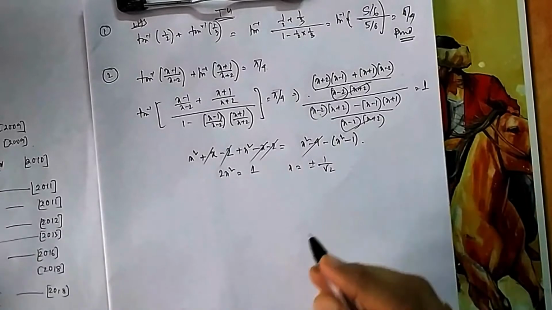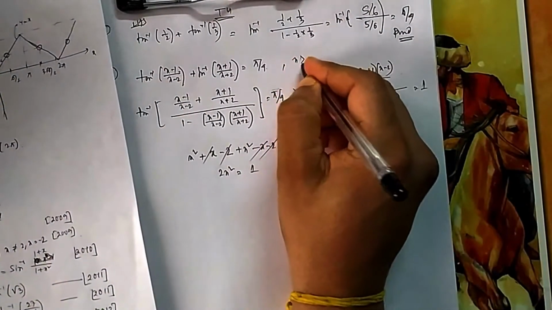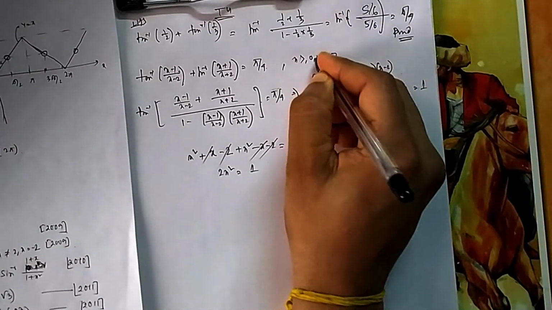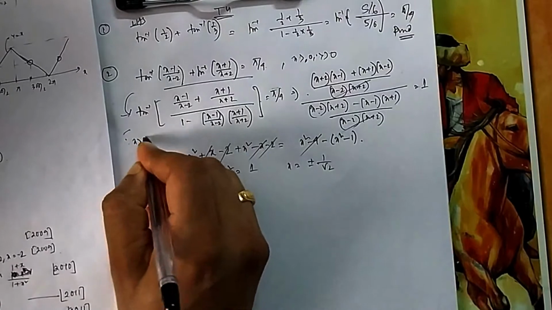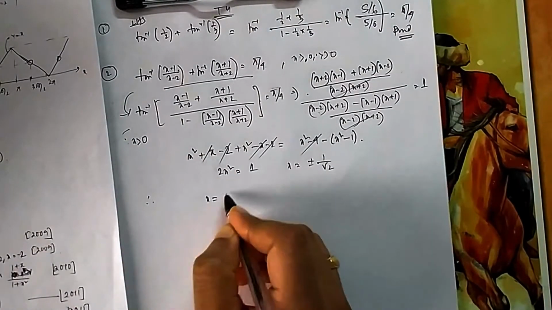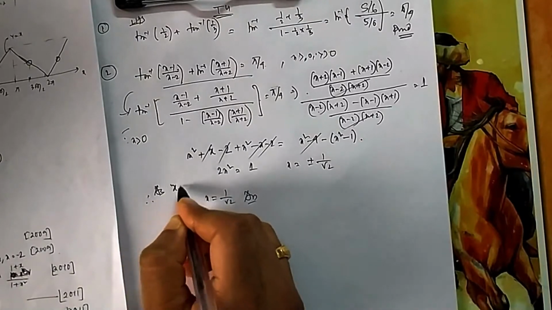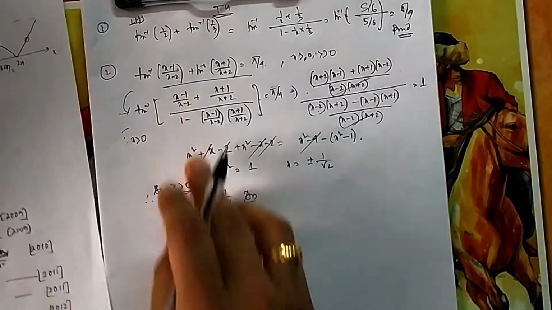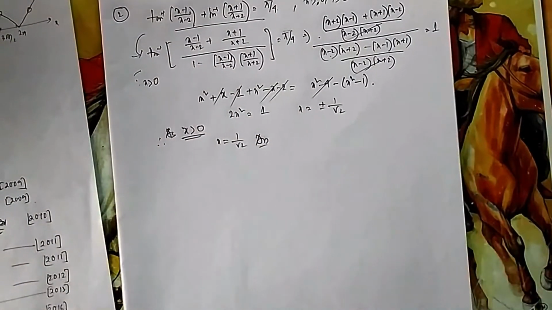Again you will not take minus, because if you see the formula of tan inverse, what was the condition? x should be greater than 0, y should be greater than 0. Because you are applying this formula, your x should be greater than 0, therefore you will say x is equal to 1 by root 2. You can write x is greater than 0. To apply this formula you need x greater than 0.